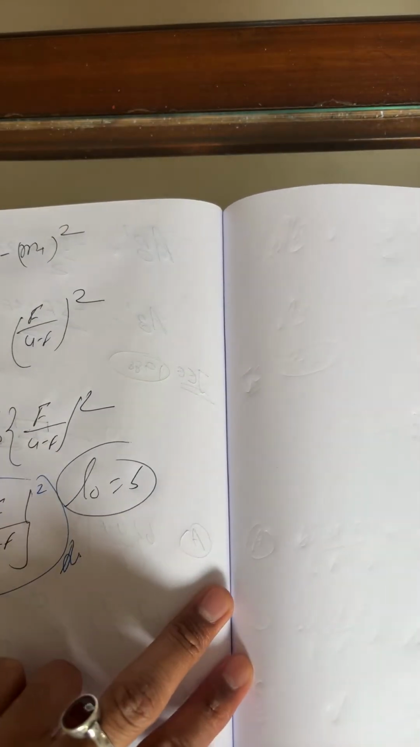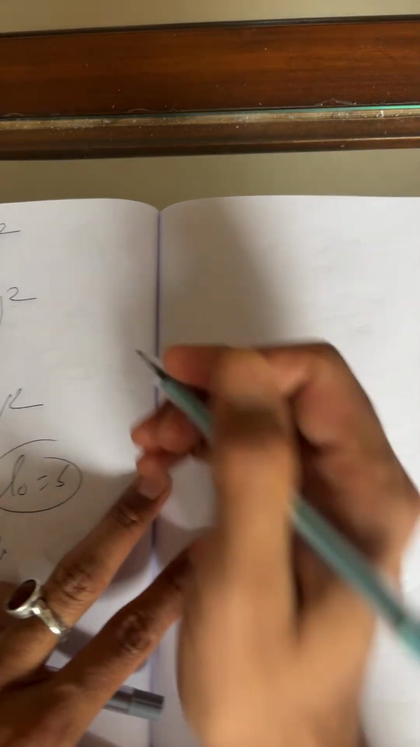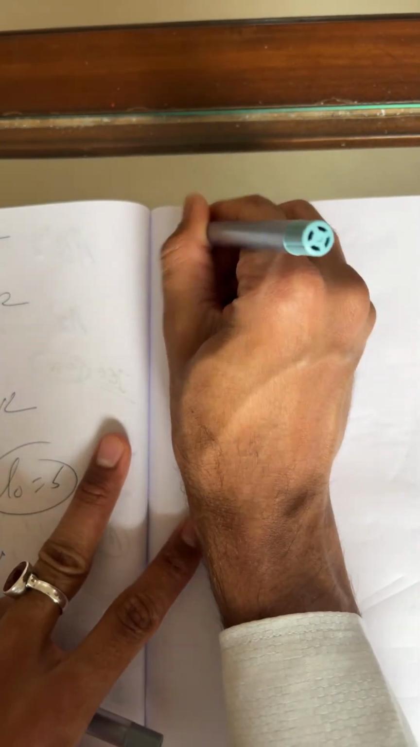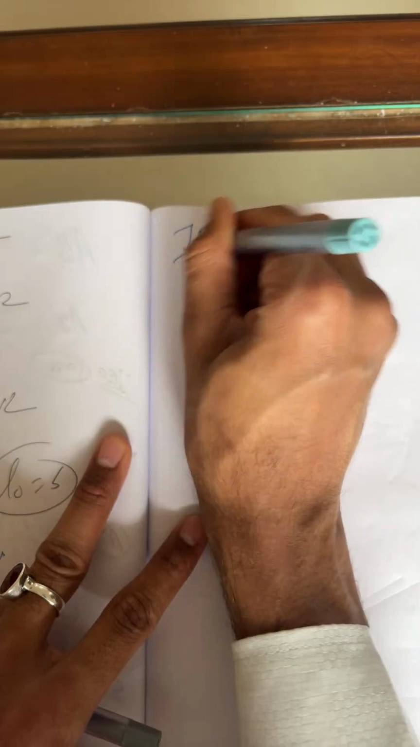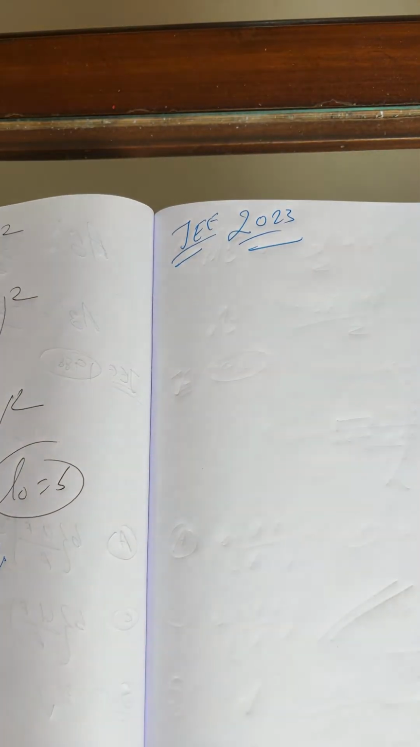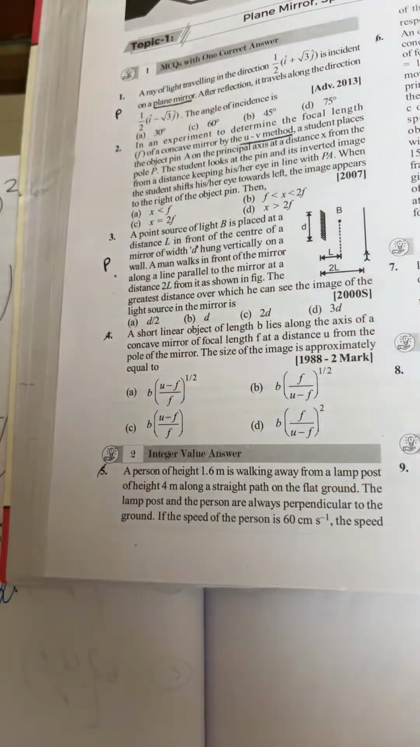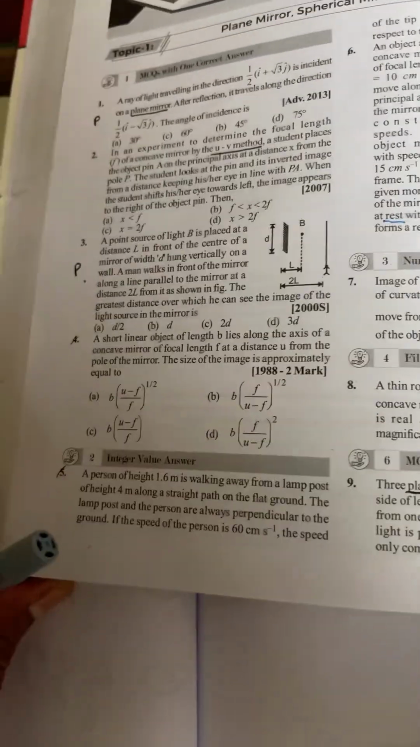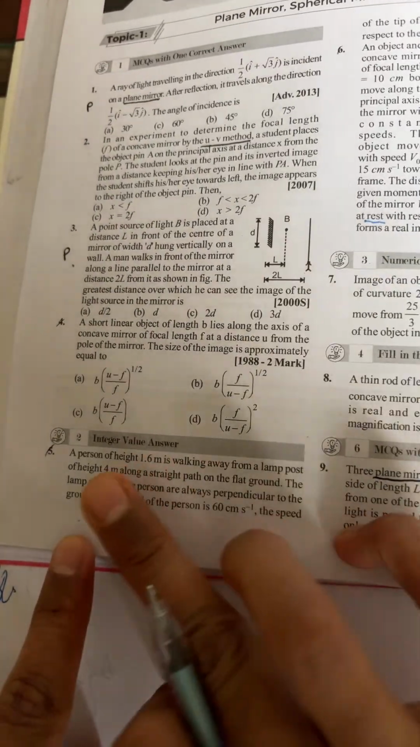Okay, so what question number is next here? Advanced 2023. Yes, this is a question asked in Advanced 2023. If possible, you can read the question. Let's read it once. This is question number five.